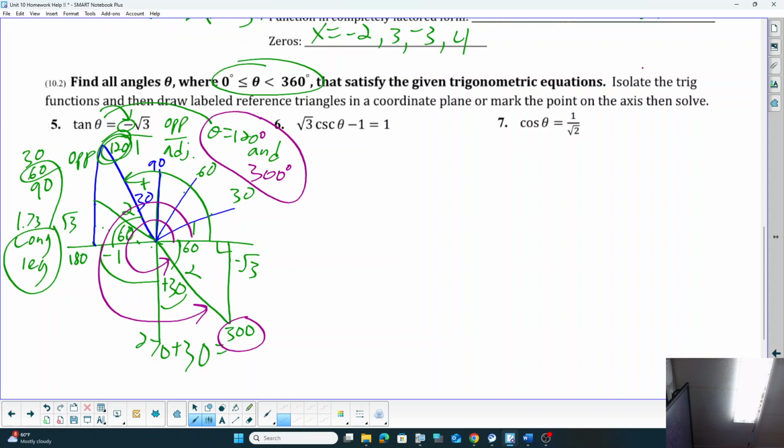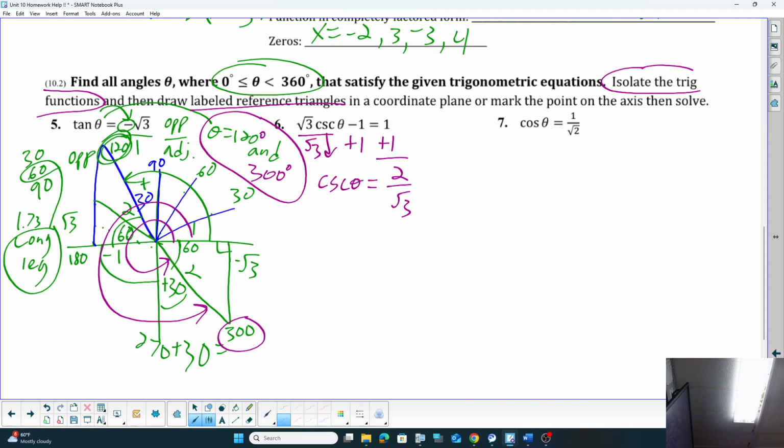You've got to isolate the trig function, then draw and label your triangle. So isolate the trig function. We're going to add 1 to the other side, so that gives us 2. And then we're going to divide by radical 3. And then we bring down cosecant.